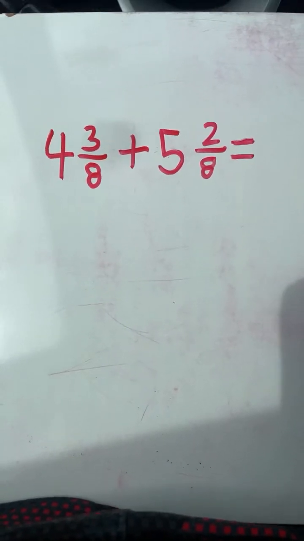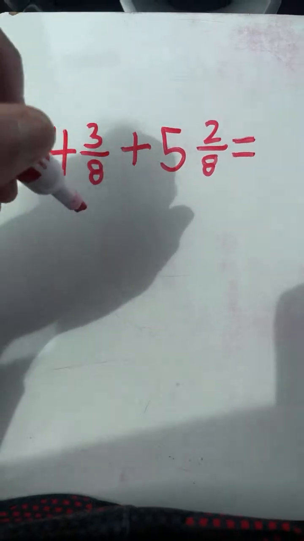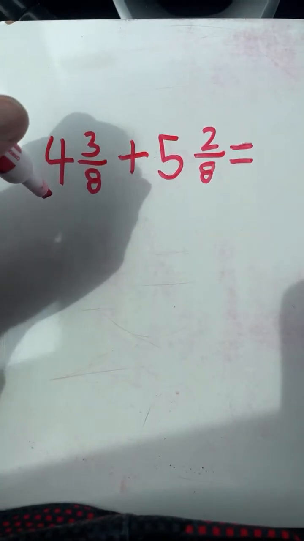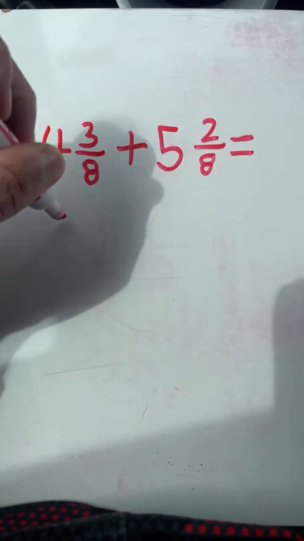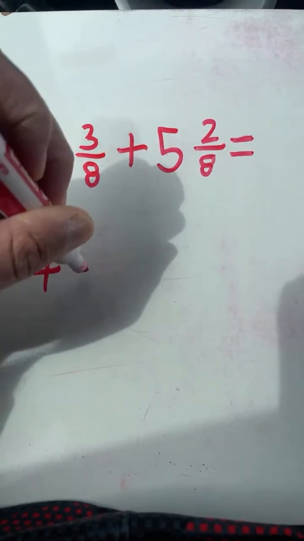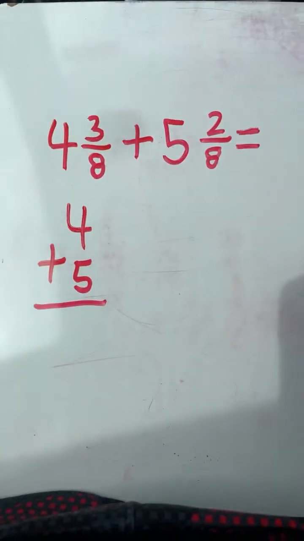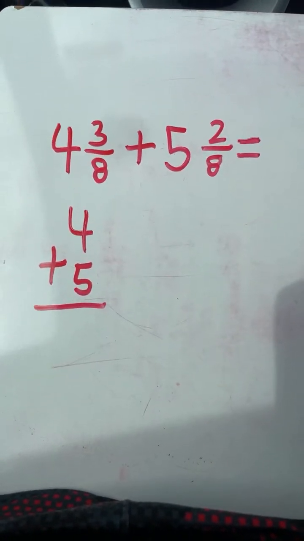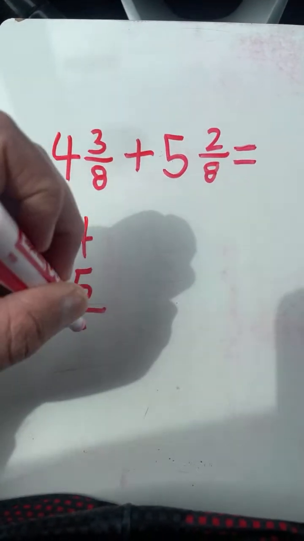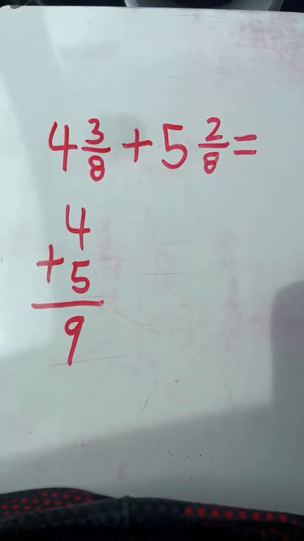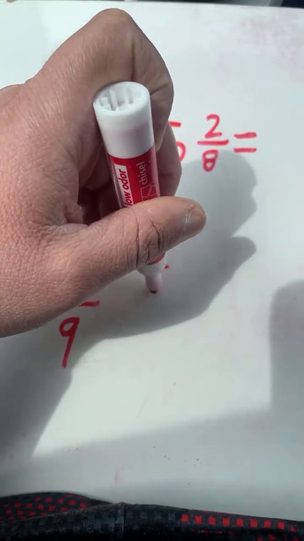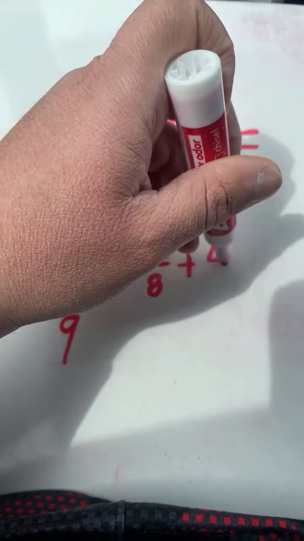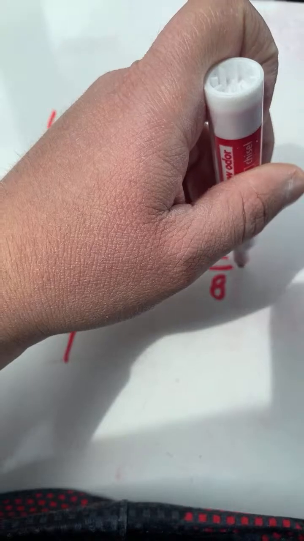Step 1, add the whole numbers. So without even looking at the fractions, we're just going to add the whole numbers to start out. So we are going to start out by adding 4 plus 5. 4 plus 5 equals 9. So that's step 1. Step 2, add the fractions. So step 2, we're going to add 2/8 plus 3/8.